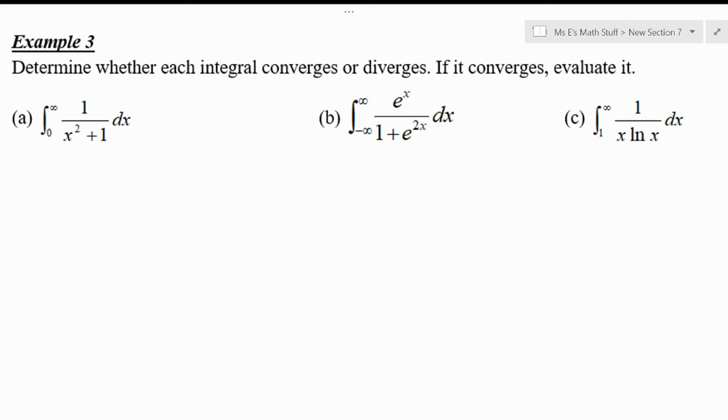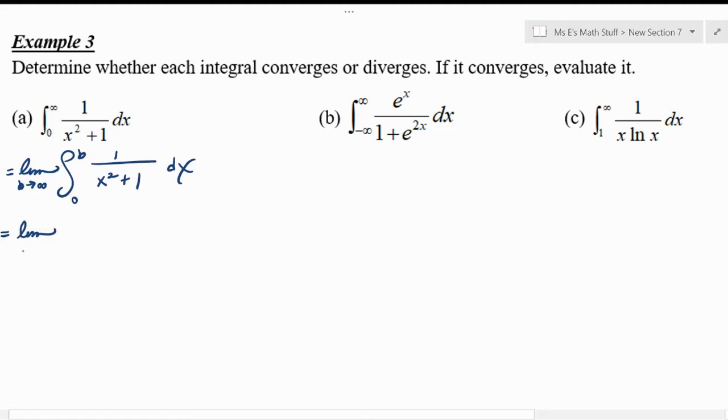For part A, I would definitely fix the improper nature of the integral here by writing it as the limit as b approaches infinity of the integral from 0 to b of 1 over x squared plus 1 dx. Okay. The antiderivative of 1 over x squared plus 1 is arctangent, so we're left with the limit as b approaches infinity of arctangent of x, and then you could put the bounds from 0 to b, or you could just go ahead and plug the bounds in. That's what I'm going to do.